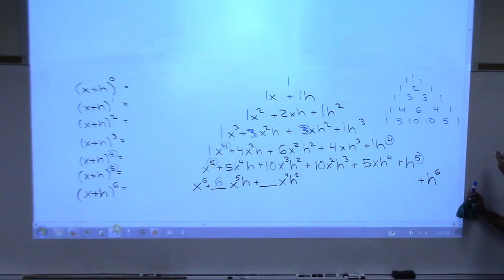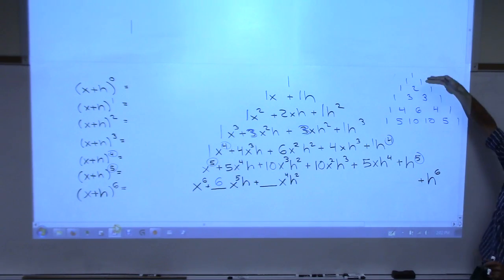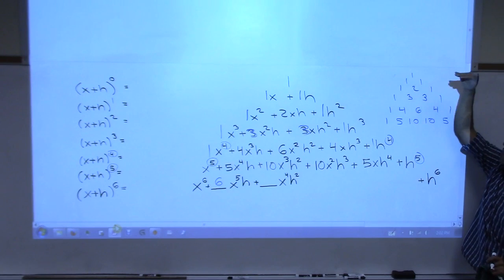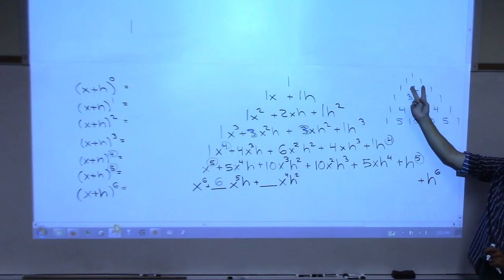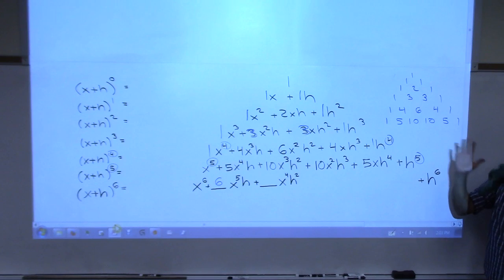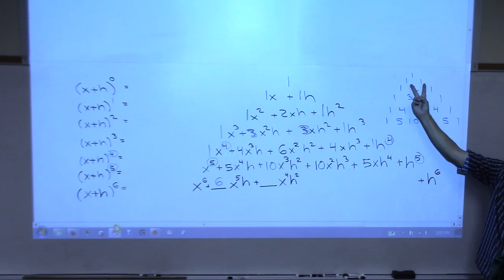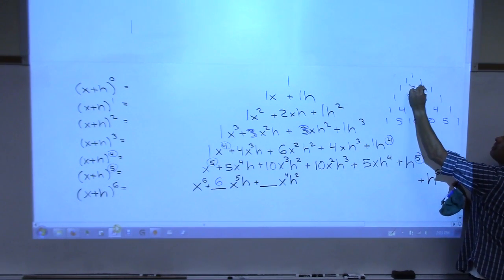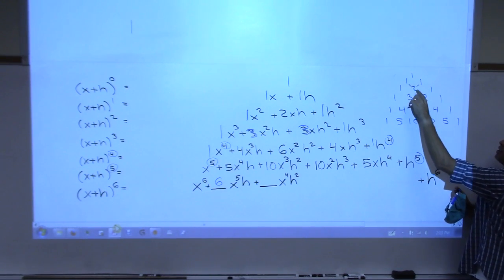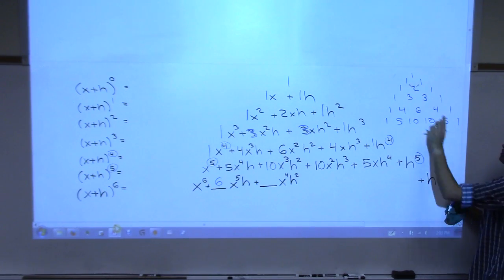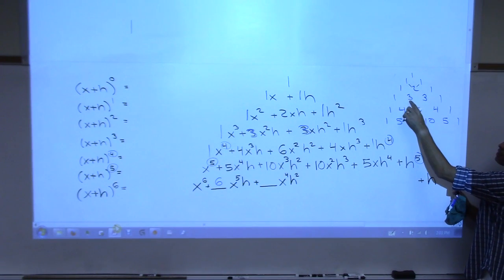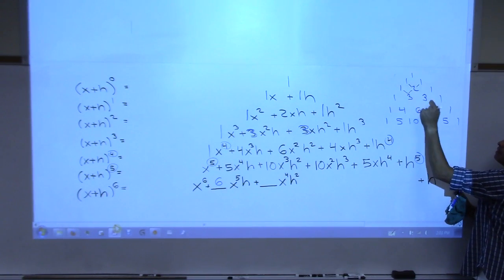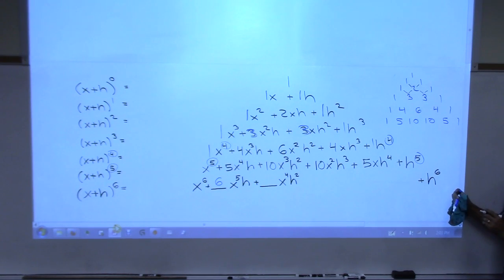The end numbers are always 1s. Your first row has one number in it, so it has to be 1. The second row has 2 numbers in it, but the ends always have to be 1s, so both of those have to be 1s. The third row, the 2 ends have to be 1s. The number in the middle is the sum of the 2 above it. 1 plus 1 is 2. The next row, the 2 ends are 1s. This number 3 is the sum of the 2 above it.